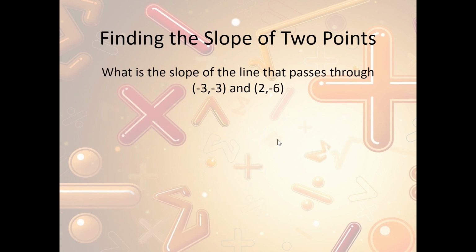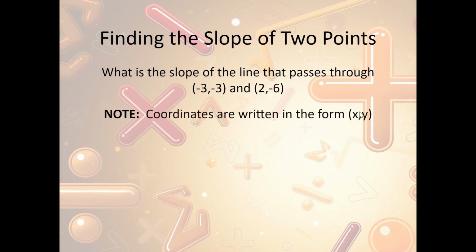Let's look at another example. So what is the slope of the line that passes through negative 3, 2 and 2, negative 6? Again, coordinates are written as x and y. So this is my x, this is my y, this is my x, this is my y. And slope is change in y over change in x.